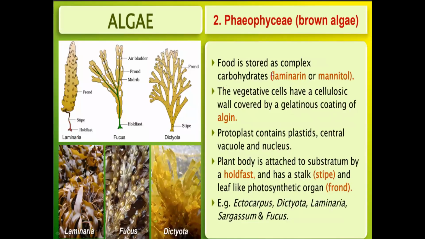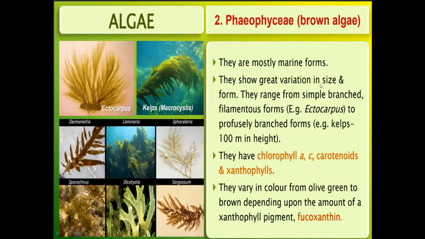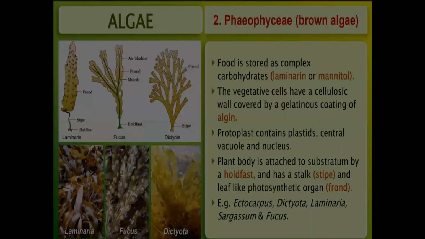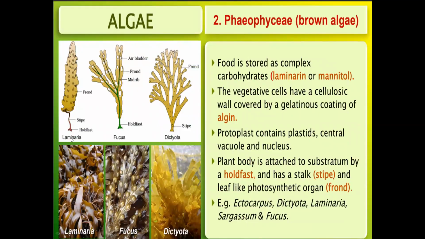Next, food is stored as a complex carbohydrate called laminarin or mannitol. In the previous one, the food was stored as protein besides starch. But here, the food is stored as laminarin or mannitol. That's why one is called Laminaria. One algal organism's name itself is Laminaria. The other one is Fucus, Dictyota. These are all algae. If you go to the beach, you will see these structures on the sand.